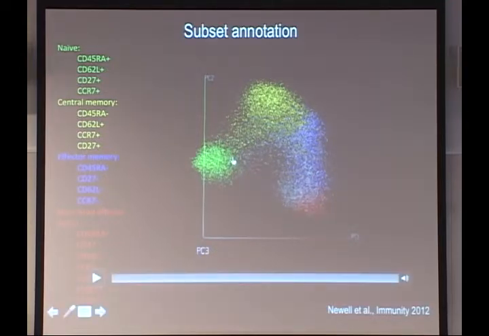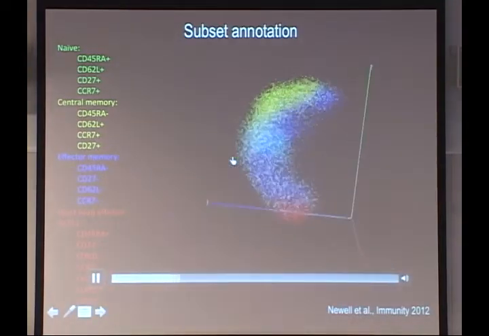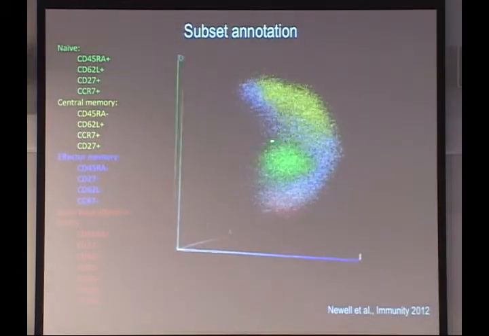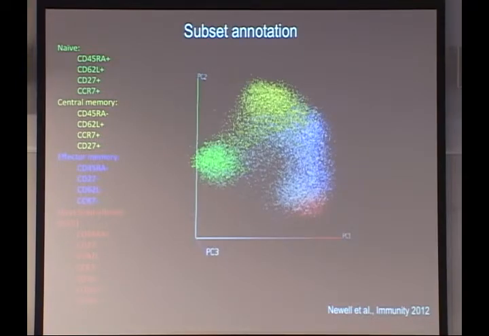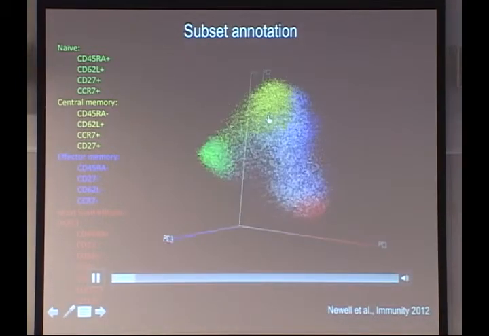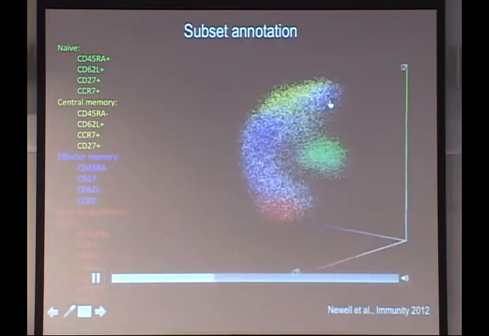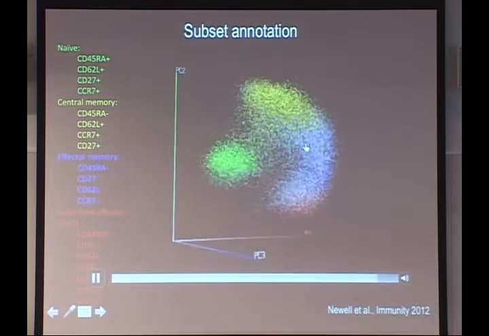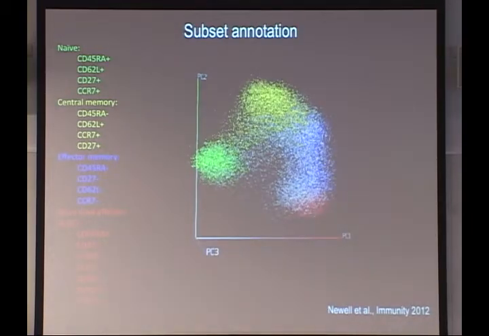And then you can see that it has this pattern that also has what looks like a bifurcation from the central memory compartment. So behind there's another set of effector cells that we think may represent another branch of CD8 positive T cell differentiation. And I'll show you a little bit more about that.